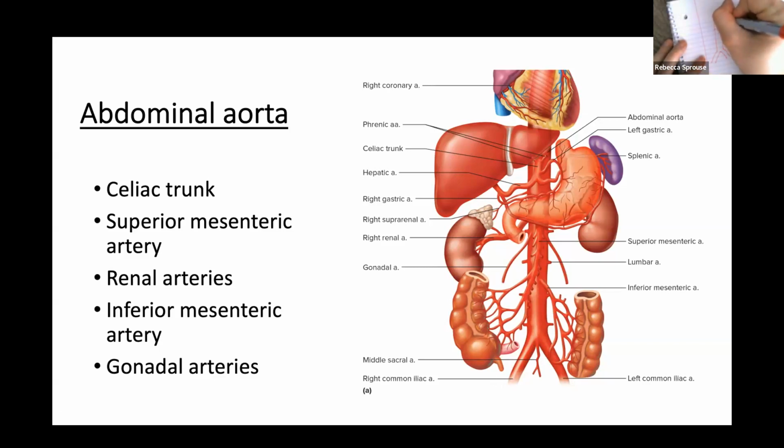And I like to star my arteries. So here's my celiac trunk. And I just like to make a note that it has a hepatic, a splenic, and a gastric. It's technically the left gastric, but if you can at least remember gastric, I'm happy with that. Then as we go down, the next branch is going to be the SMA, or what we call the superior mesenteric artery.